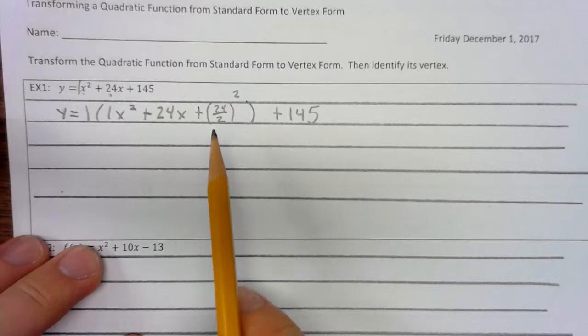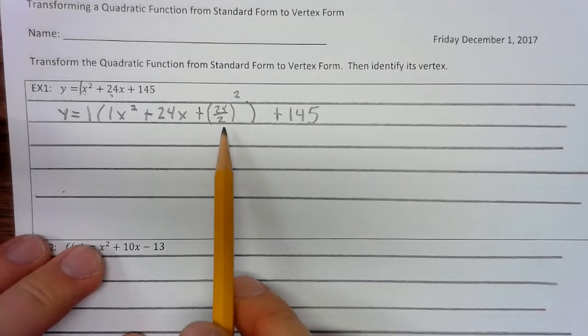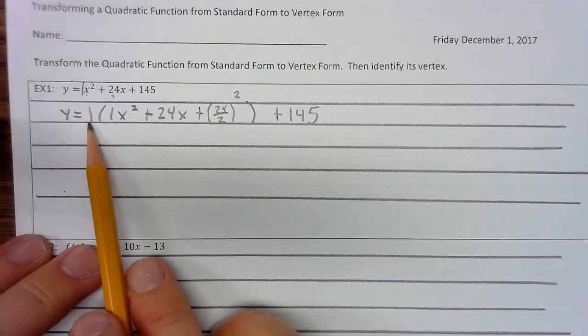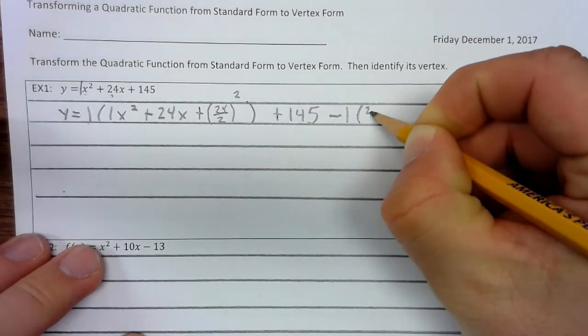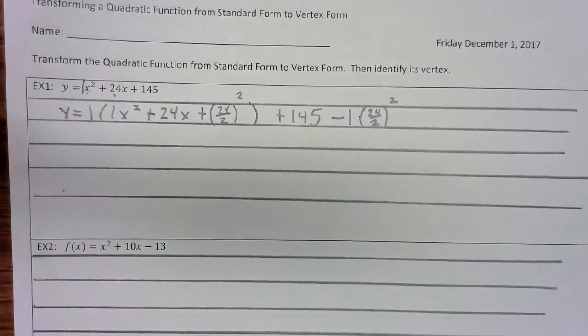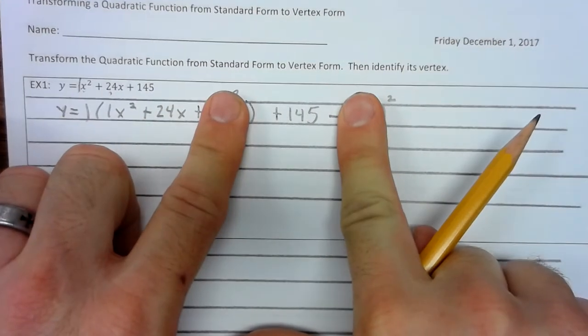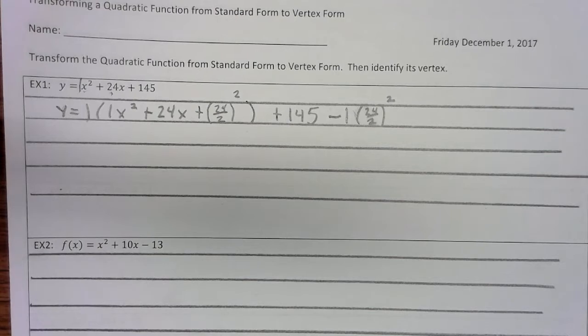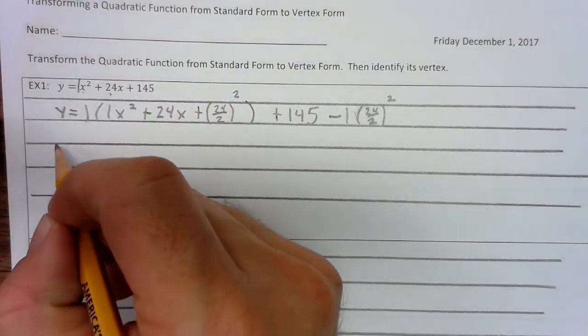Now, if you add something to an equation, that changes it. So we don't want to change it. So we're actually going to subtract, but we're actually multiplying by 1. So we're going to subtract 1 times 24 divided by 2 squared. That's where kind of the magic goes in, because mathematically, this and this becomes 0. So we haven't changed the problem. We're just magically manipulating it.